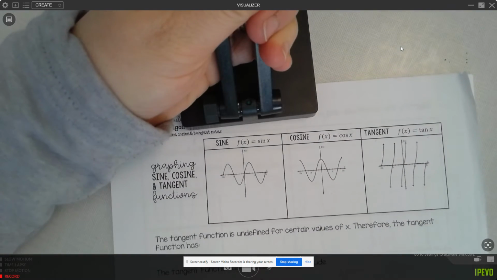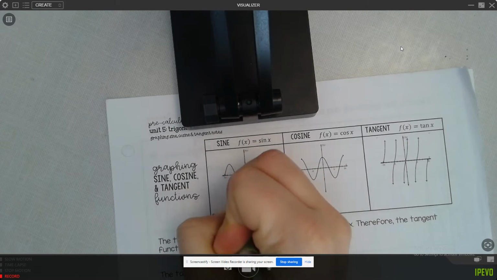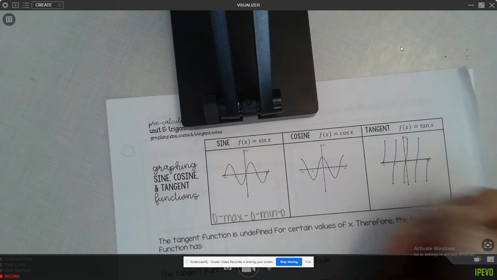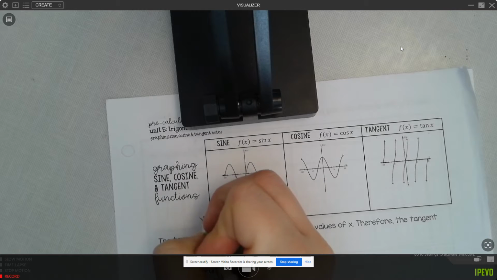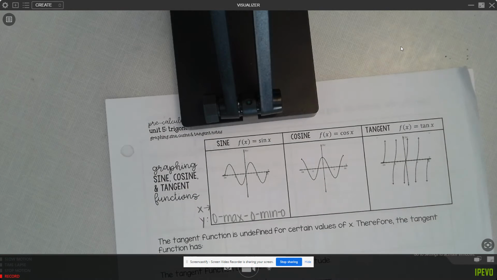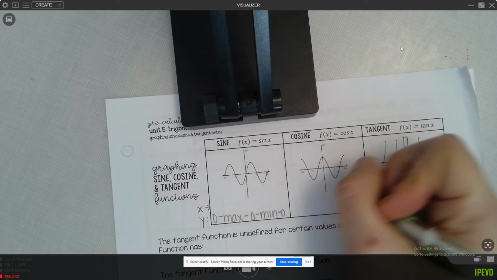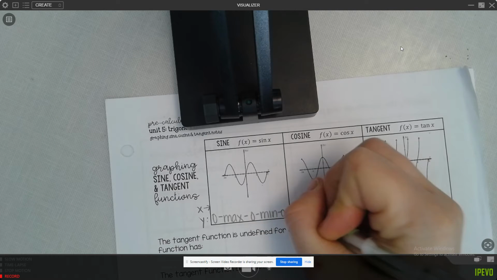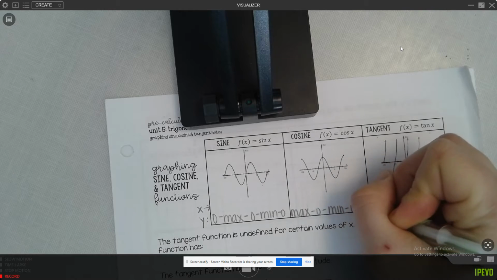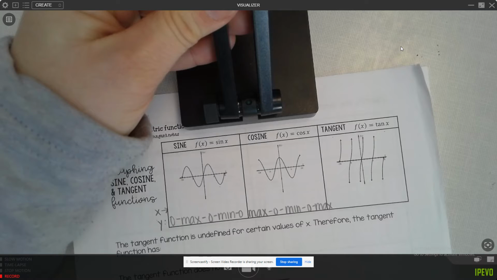And what you'll hear me say for sine is 0, max, 0, min, 0. These are our y values, and we will find our x values that go with them when we actually start to graph. Okay, so 0, max, 0, min, 0. For cosine, my cheat is max, 0, min, 0, max. Okay, that's my cheat for cosine.